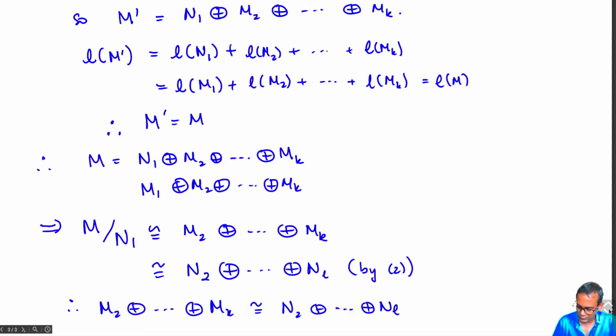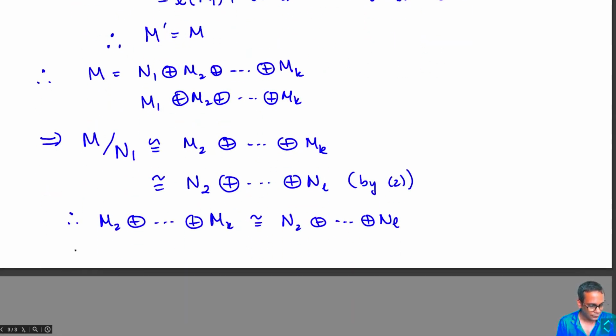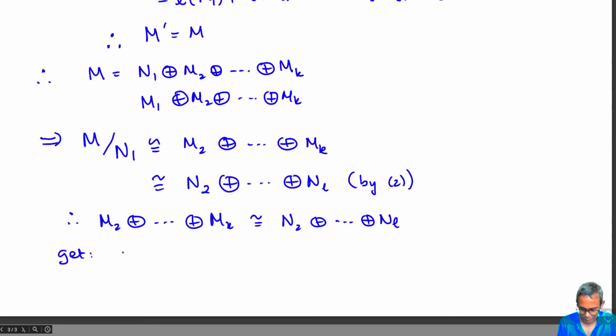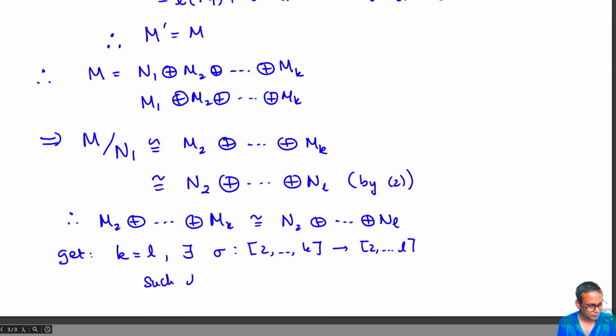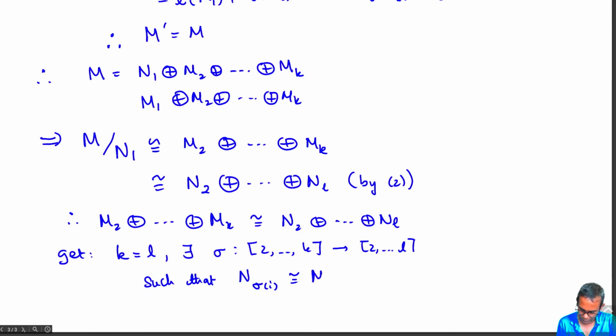And so the induction hypothesis on k kicks in, and what we get is k minus 1 is equal to l minus 1, which is the same as saying that k equals l, and there exists a bijection sigma from {2..k} to {2..l} such that N sigma(i) is isomorphic to Mi for each i, for 2 less than or equal to i less than or equal to k. And putting that together with the fact that M1 is isomorphic to N1 proves the Krull-Schmidt theorem for M.